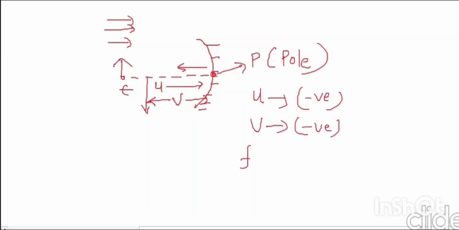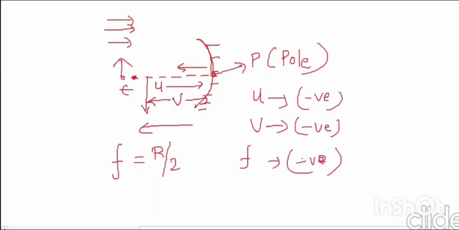Focal length. If the curvature is like this, its center will be somewhere this side. So the radius is measured from the pole in this direction, so the radius is negative. You know that focal length is related to the radius by f = r/2. Since r is negative, the focal length also has to be negative. This is the sign convention we will follow for a concave mirror.